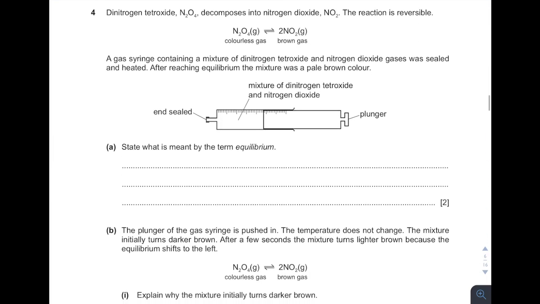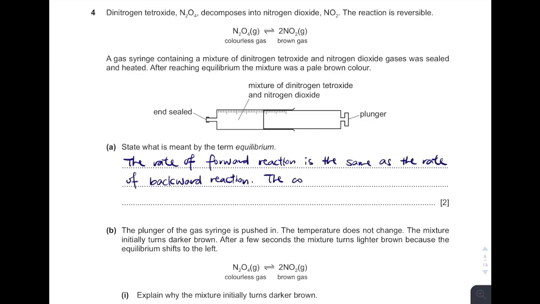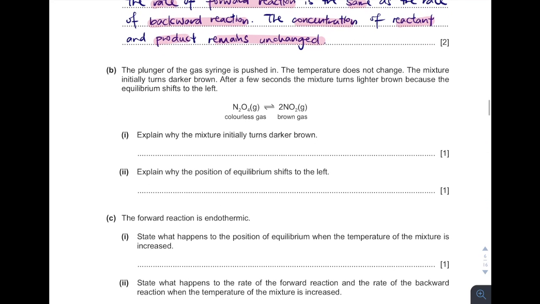Okay, then given this, first, how do you define the term equilibrium? The definition for this term is always a 2 marks question. So the very first point you have to mention is that the rate of the forward reaction is the same as the rate of the backward reaction. The concentrations of reactants and products remain unchanged. Then next one, the plunger of the gas syringe is pushed in, the temperature doesn't change. The mixture initially turns darker brown, but then after a few seconds, the mixture turns lighter brown because the equilibrium shifts towards the left.